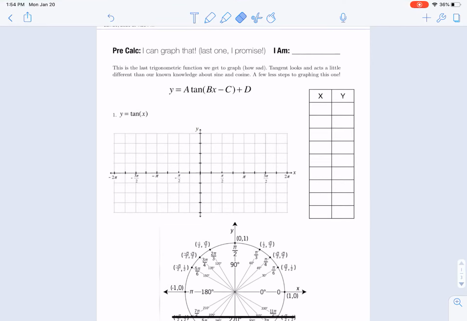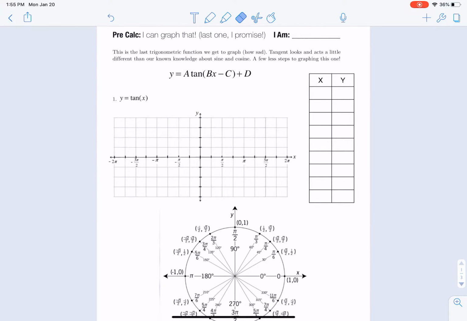All right. So here is your video for graphing tangent. This is the last trig function that we'll graph together. Tangent looks and acts a little bit different than what we know about sine and cosine. Although it looks a little funkier, it's actually a little bit easier to graph than sine and cosine.